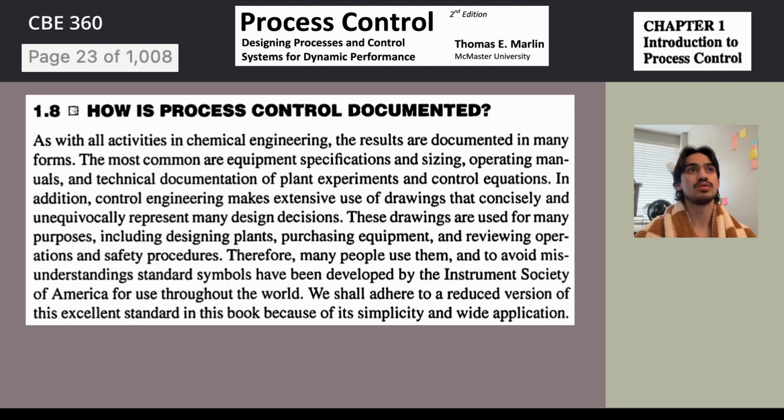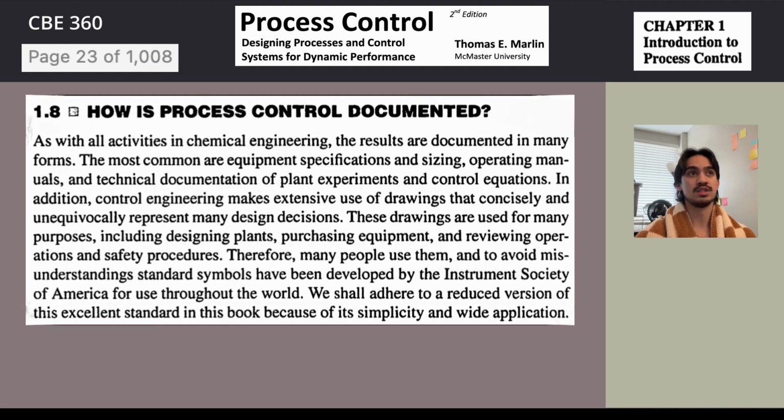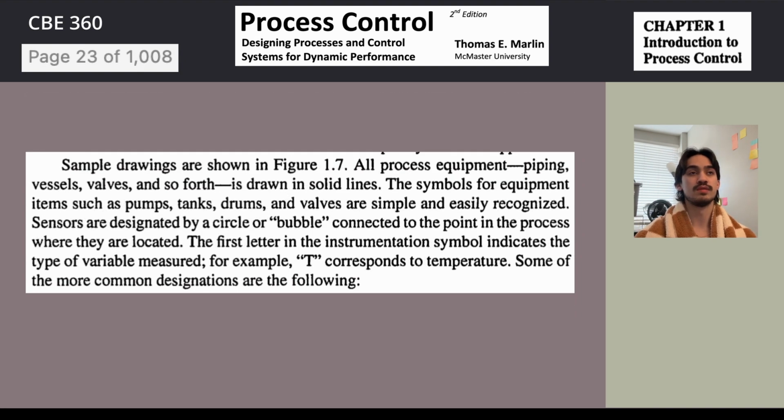In addition, control engineering makes extensive use of drawings that concisely and unequivocally represent many design decisions. These drawings are used for many purposes, including designing plants, purchasing equipment, and reviewing operations and safety procedures. Therefore, many people use them, and to avoid misunderstandings, symbols that are standard have been developed by the Instrument Society of America for use throughout the world. We shall adhere to a reduced version of this excellent standard in this book because of its simplicity and wide application. Sample drawings are shown in figure 1.7.